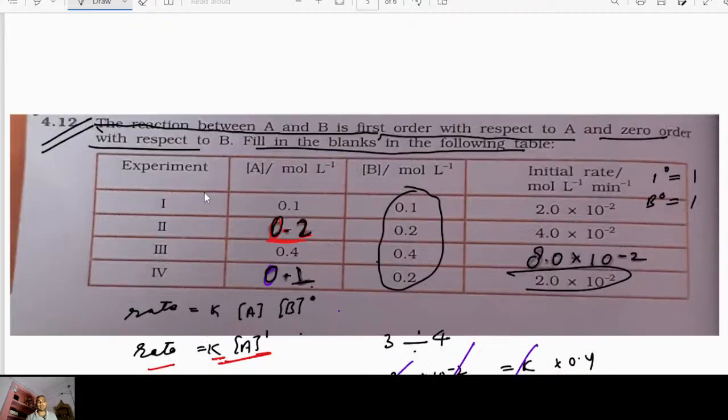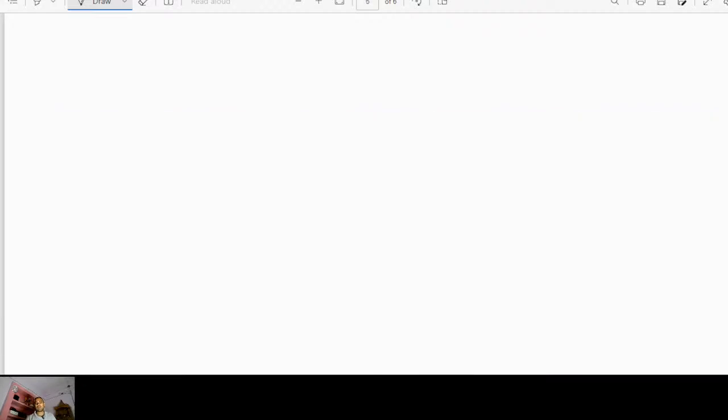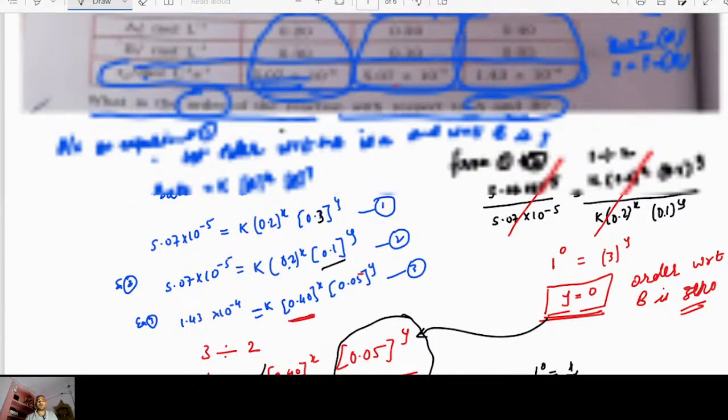So everything we write. The reaction between A and B is first order with respect to A, zero order with respect to B. So, filling the blanks in the following table, we have filled out the table. So this is how we can do the problem, student. This is all about problems 10, 11, 12. We have done 3 problems, student, and in the next video we will do the remaining problems.